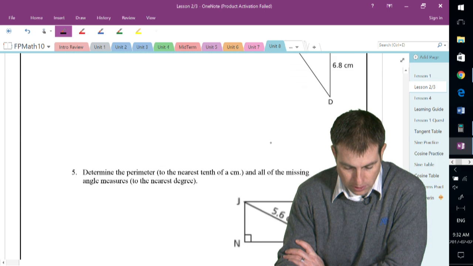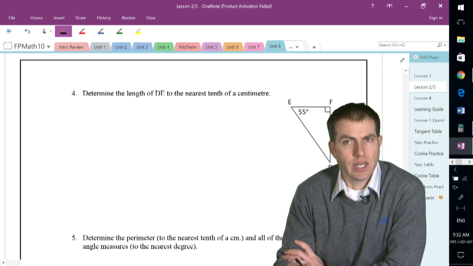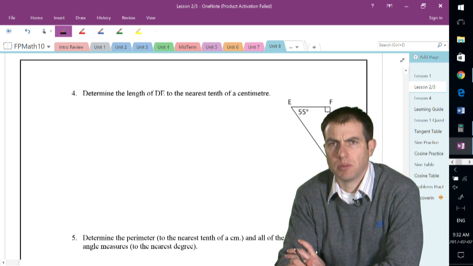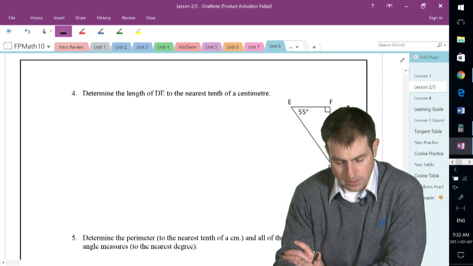Let's see if you guys can go through number 4. See if you can set it up. I'll give you a second to go through number 4, see if you can set it up properly, and figure out the length of DE.